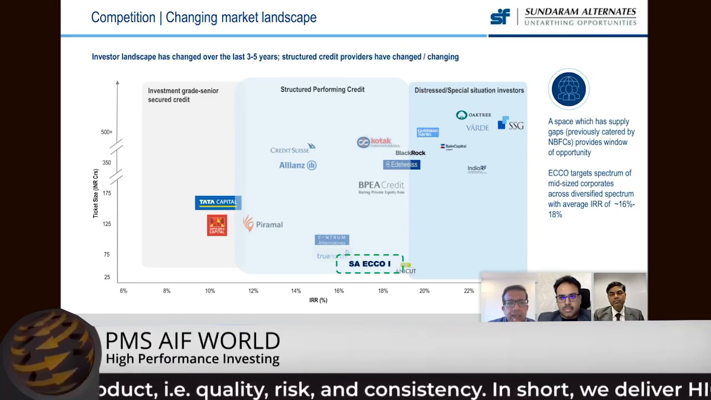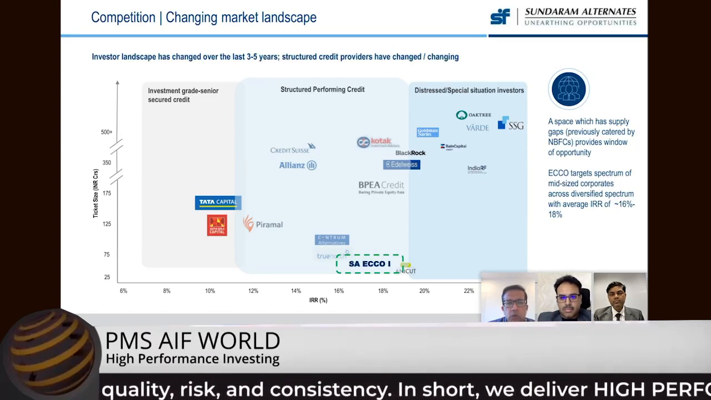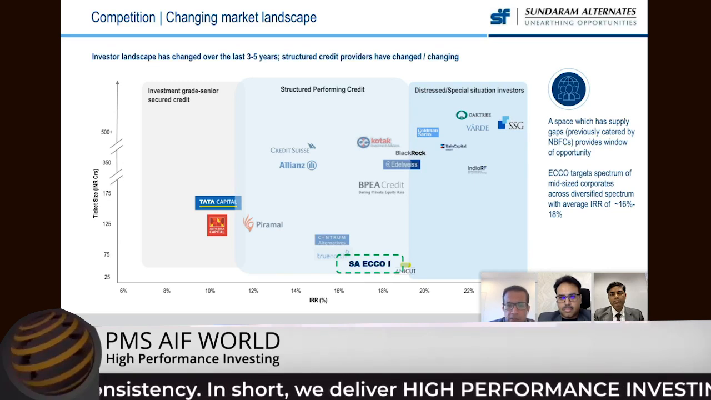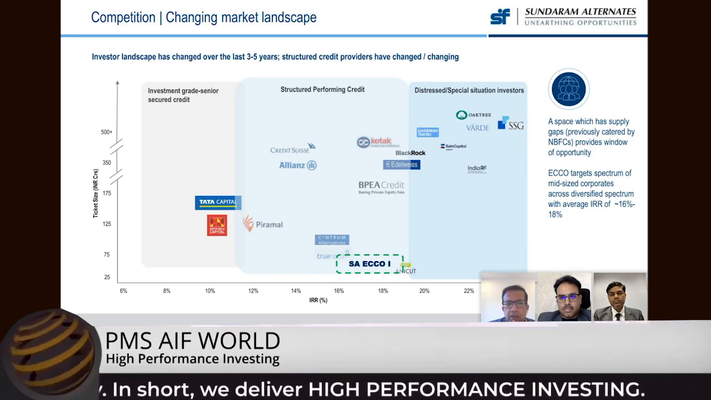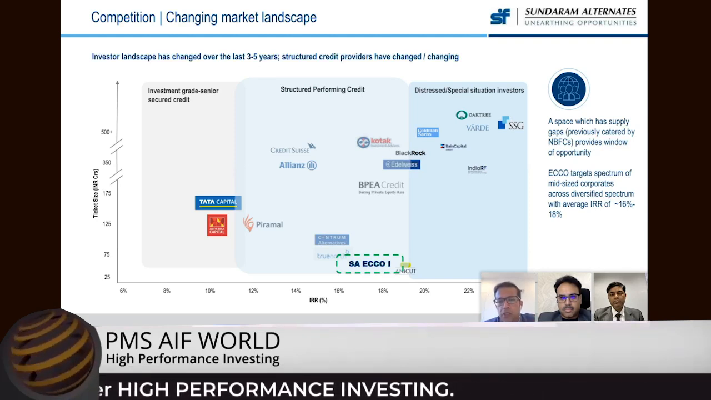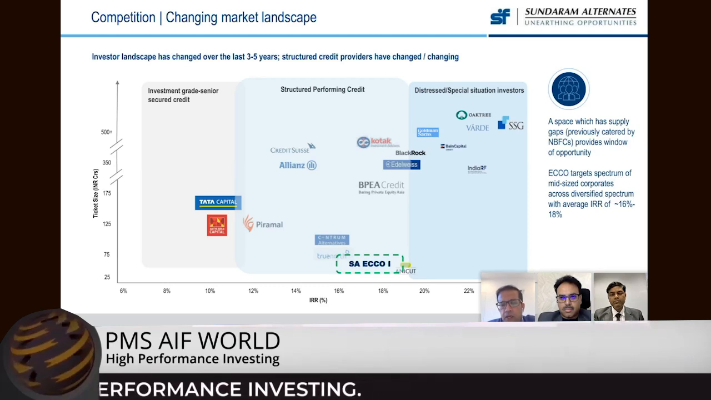As I said, there are many funds looking at this opportunity. There's BPEA, which is Bearings, and Kotak has recently launched a fund. Centrum is looking at raising a fund. True North, which was largely a private equity fund in the past, a mid-market buyout fund, has launched a credit fund.